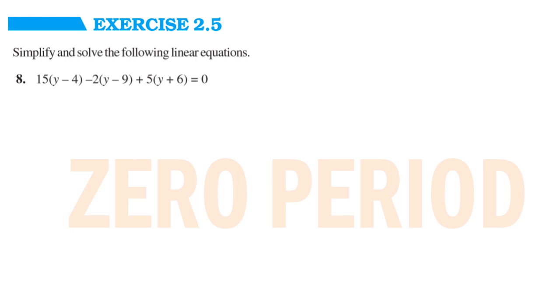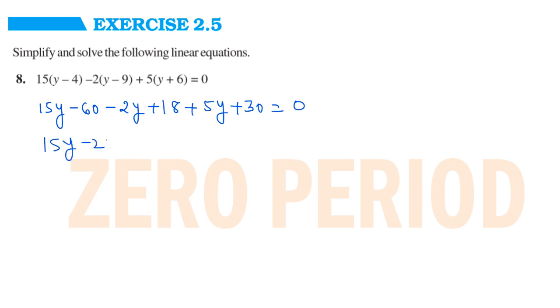Question number 8. Very simple question. Just open the bracket and do the simplification part. Nothing else. 15y minus 60 minus 2y plus 18 plus 5y plus 30 is equal to 0. All variables together, 15y minus 2y plus 5y. There is no transposing, so no sign change is required.